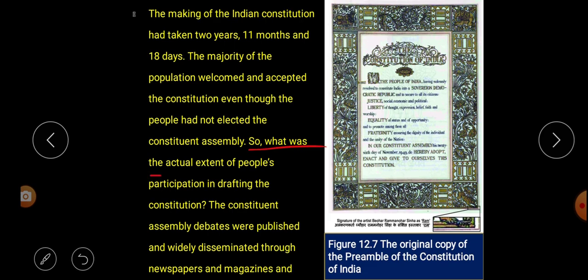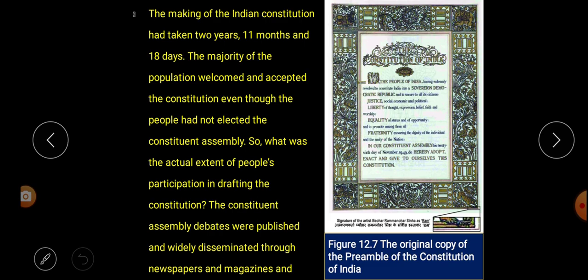So what was the actual extent of people's participation in drafting the Constitution? The next question is, what was the actual extent of people's participation in drafting the Constitution? That means how far people participated in making the Indian Constitution. The Constituent Assembly debates were published and widely disseminated through newspapers and magazines. Understood? That means the Constituent Assembly debates were published in the newspapers and widely discussed by the people. After that, people wrote and gave their opinion through letters.